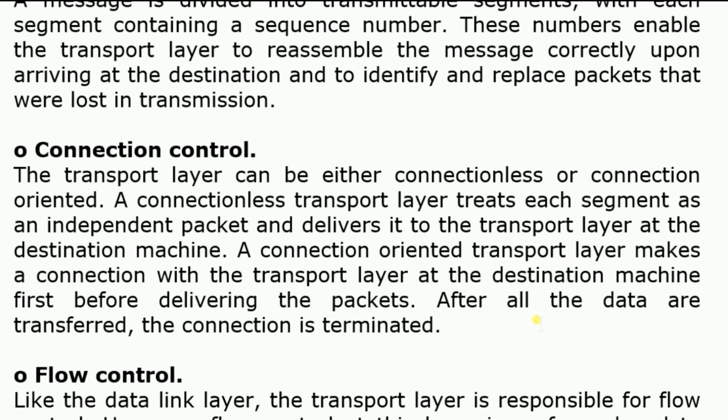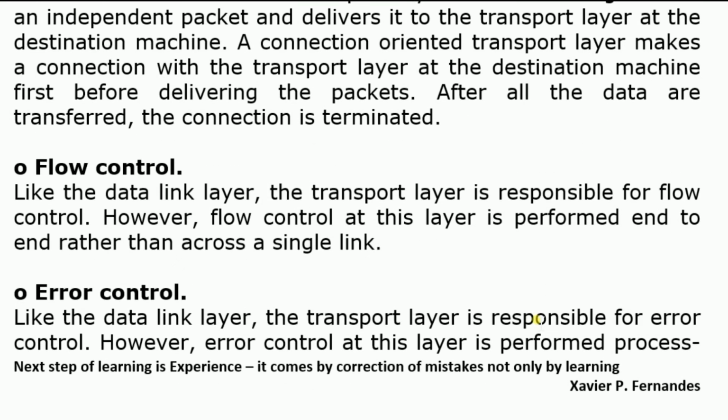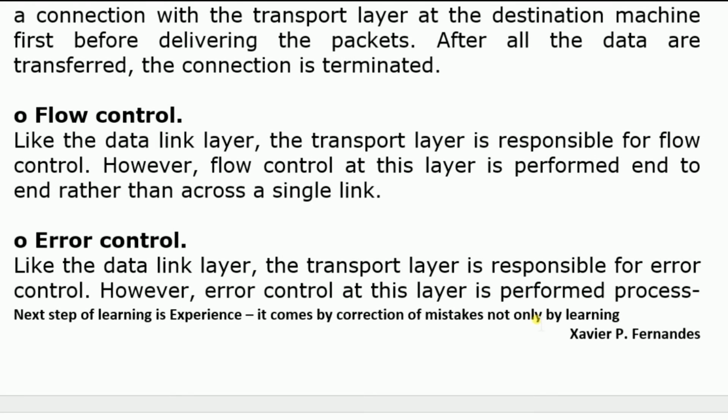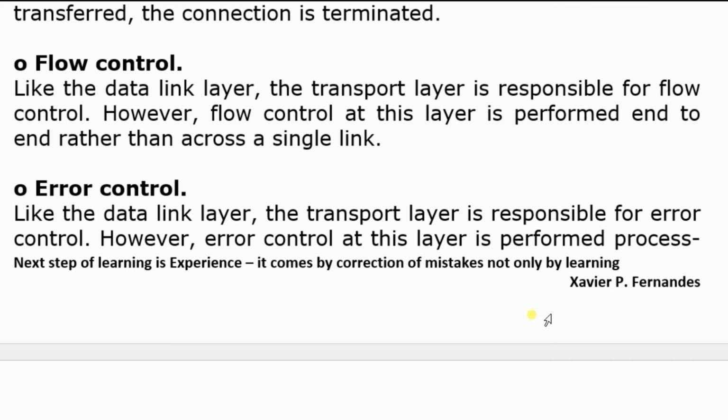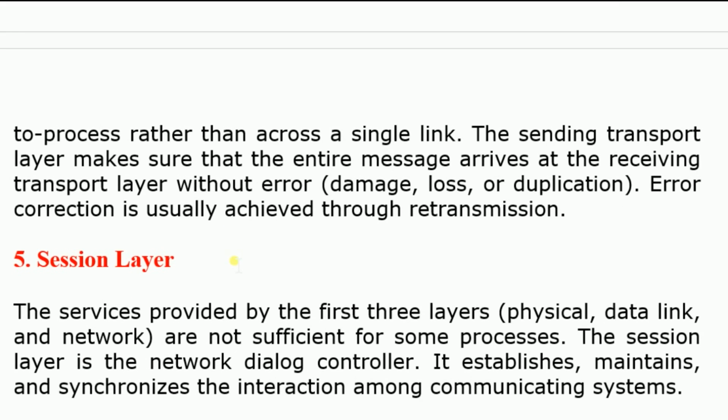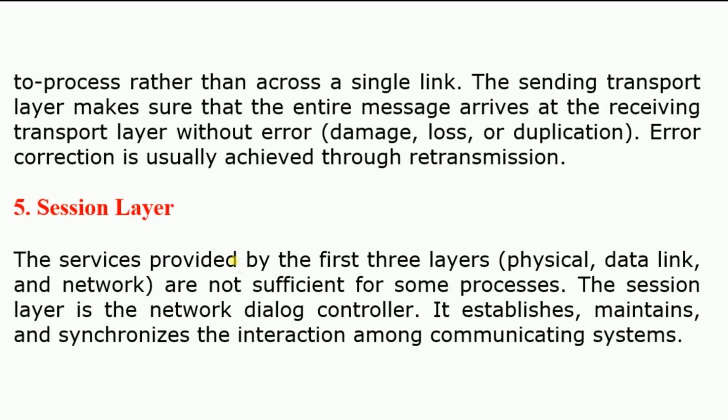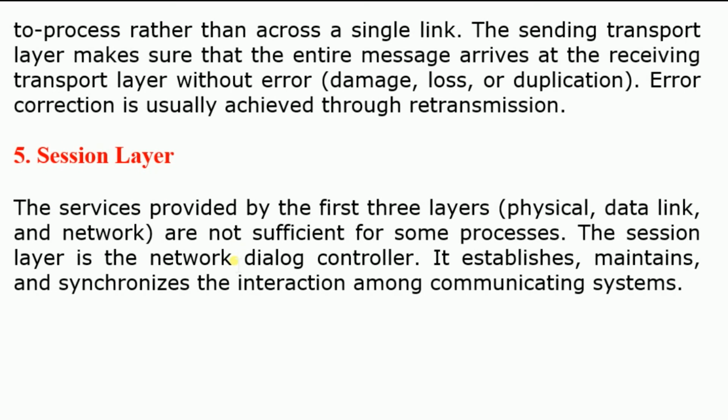Then it controls the flow control and error control. Like the data link layer, the transport layer is responsible for flow control. And for the error control, if an error happens, it has to resend the data, and that it will check. And the next one is the session layer.